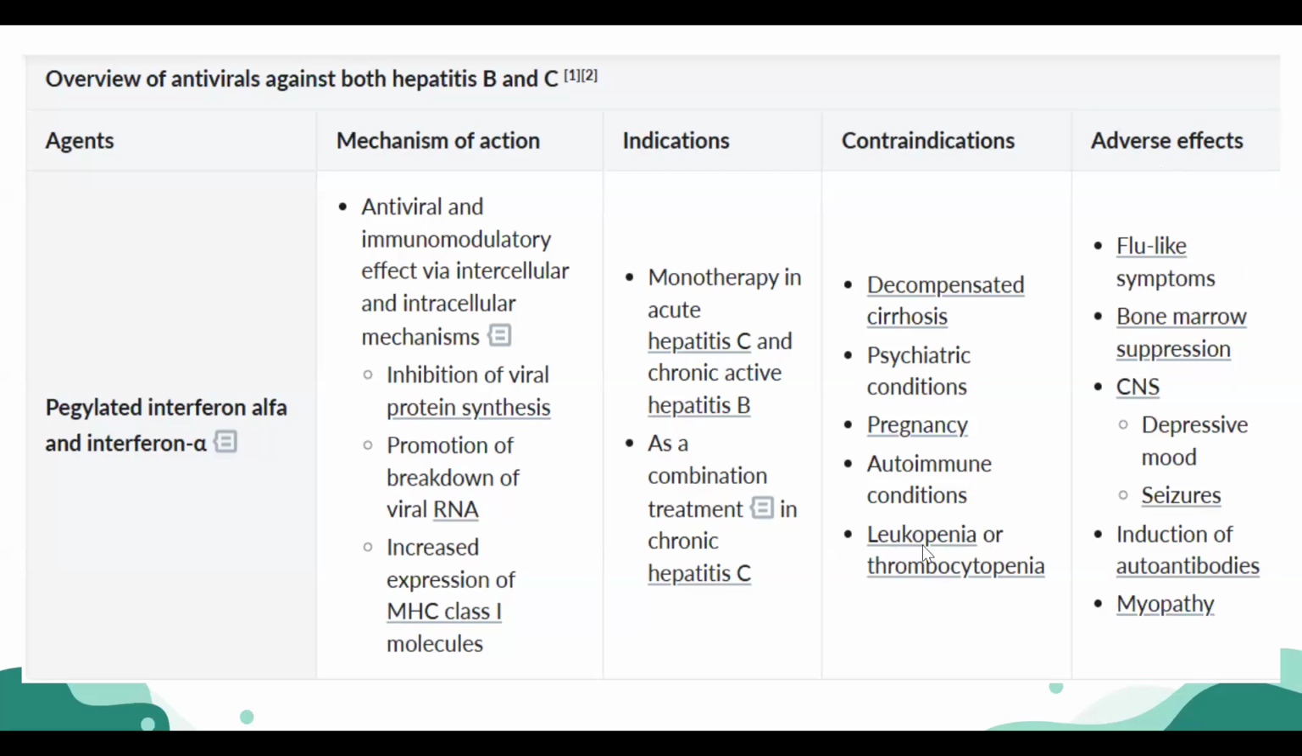So we don't want to give it to patients who already have these because they're going to get even worse. Certain CNS conditions such as depression and seizures, we prefer not to give interferon alpha. Also induction of autoantibodies, and patients that have a myopathy.